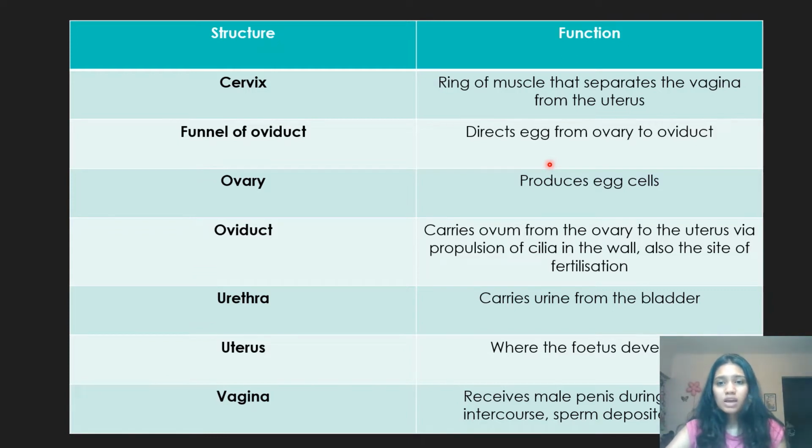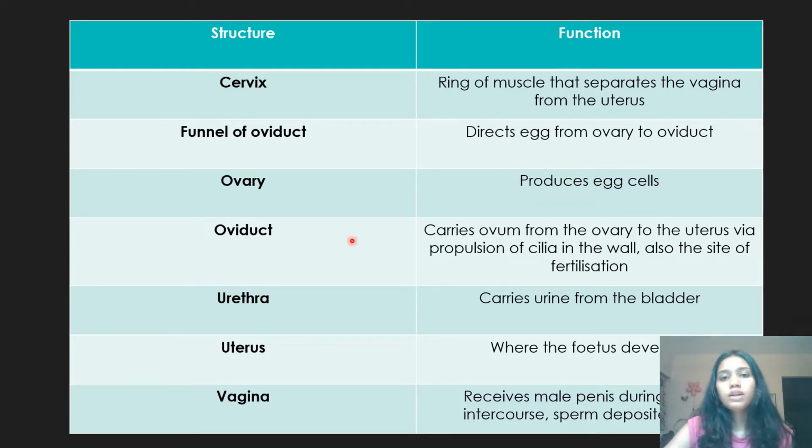Which you may not even be having because we may have different textbooks. But I'd say just know this so that when you see a structure, you don't freak out because you don't know it. Then the ovary produces egg cells. Always associate the ovary with the female reproductive system. Egg cells are the female gametes.